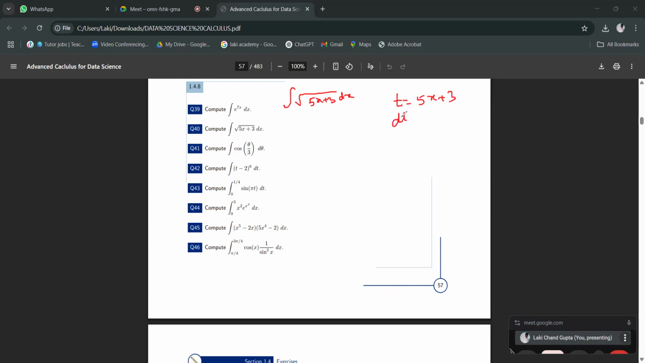What is the derivative of t? 5 only, because the derivative of x is 0. Why are we differentiating after considering this? Because whenever you consider a new variable, you have to replace this also. We need this. What is this? dx. Anyhow, we have to find the value of dx.